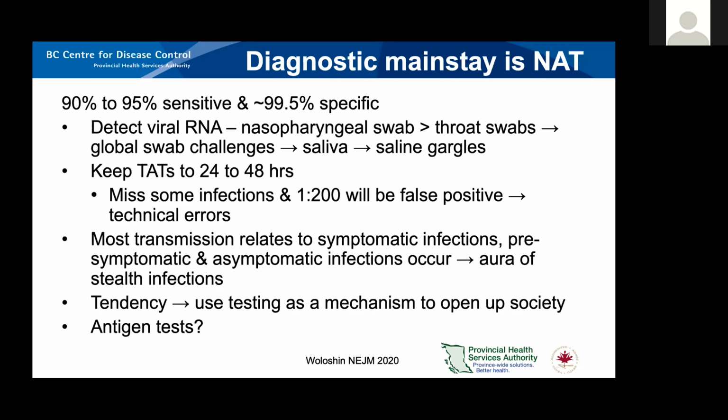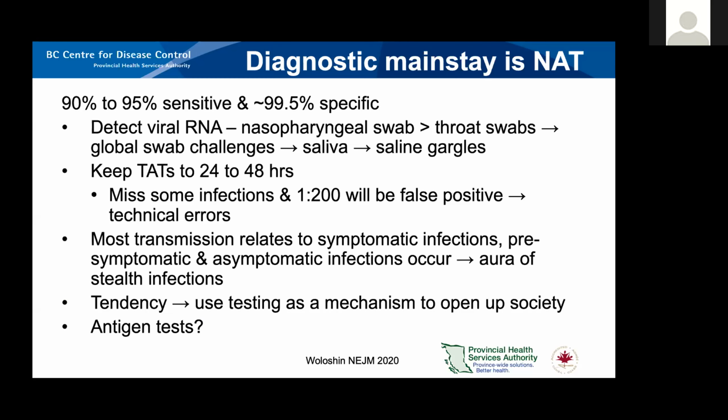It's a little more sensitive than throat swabs, but there have been these global swab challenges in terms of supply chain, and people are using saliva, which is a little less sensitive, and we're in the process of distributing saline gargles, which seem to be as good as the NP swabs. It's important to turn around the test quickly, so turnaround times of less than 24 to 48 hours helps people know that they're infected and can reduce the transmission.